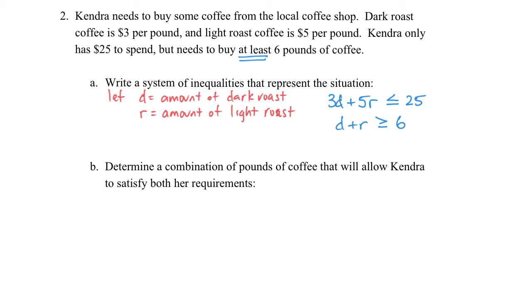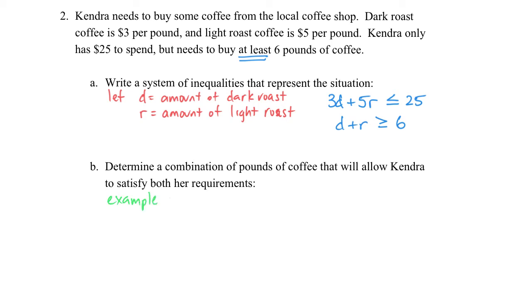Now I'm not going to ask you to solve this system, but what I am going to ask you to do is determine a combination of pounds of coffee that allow Kendra to satisfy both her requirements. So we need to figure out an amount, and there's multiple answers to this. It's not just one answer. We need to figure out an amount of dark roast and light roast that if you put them together, it'll be less than or equal to $25, but it will be greater than or equal to 6 pounds. So the dark roast is the cheaper, so let's do more of that.